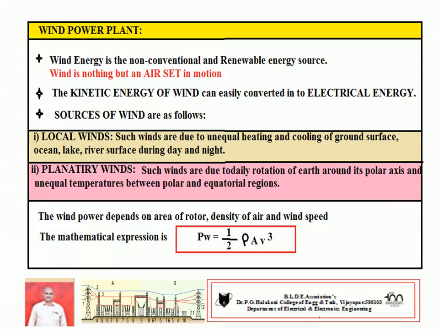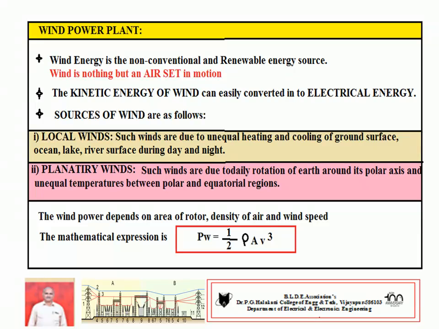What are the different sources of wind? There are two types of winds. One we can call local wind, another we can call planetary wind. The local winds are caused due to unequal heating and cooling of ground surfaces or water surfaces, ocean, lake, during the day and night, which creates the local winds. The planetary winds are totally due to the rotation of Earth around its polar axis and unequal temperature between polar and equatorial regions.